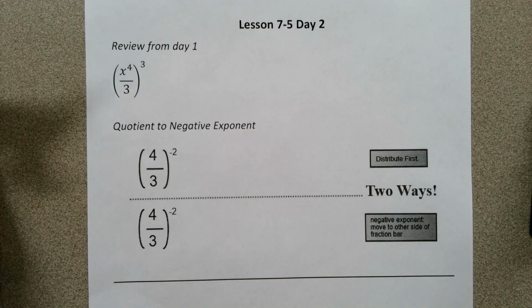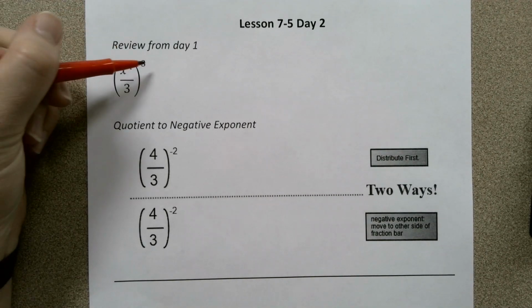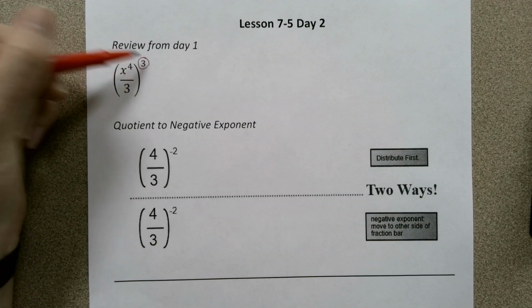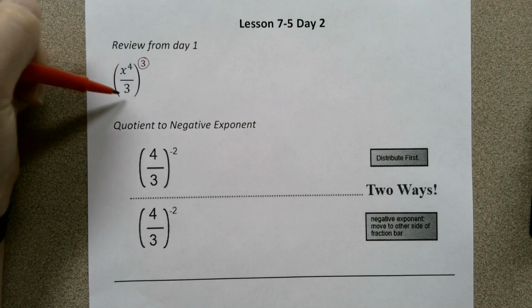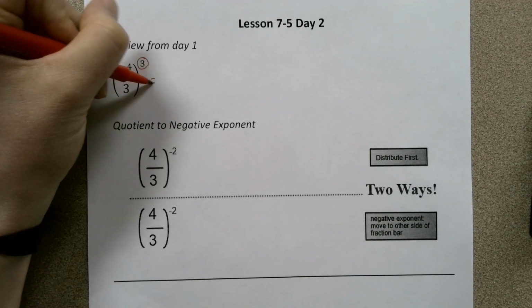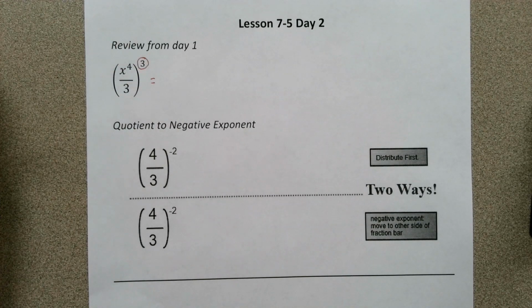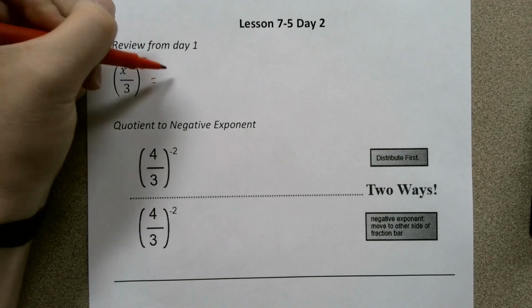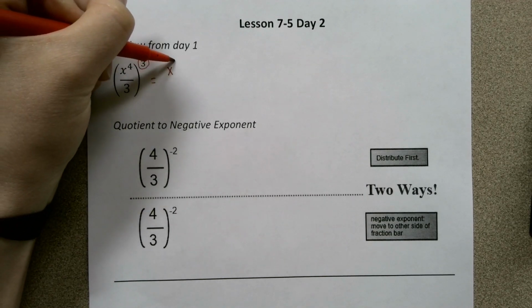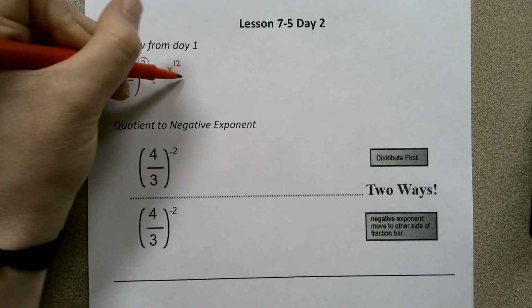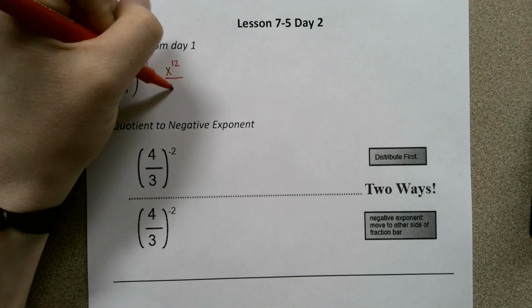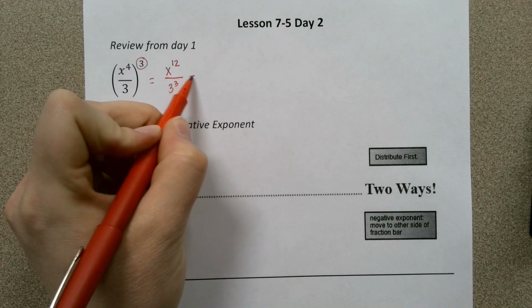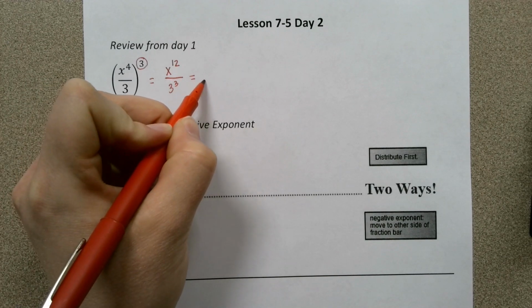So we know that when there is an exponent on the outside of these parentheses, it goes to everything on the inside, both the numerator and the denominator. And when it's a power to a power, we need to multiply those exponents. So x to the fourth to the third gives us x to the 12th. We put that over 3 to the third, and then we simplify it because 3 to the third becomes 27.